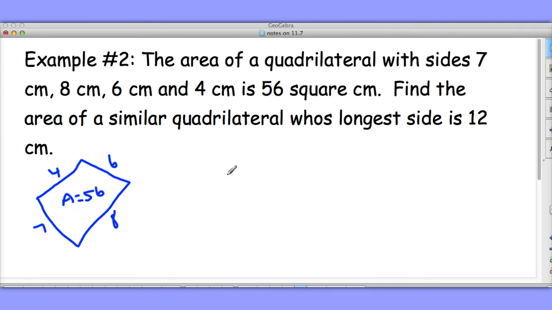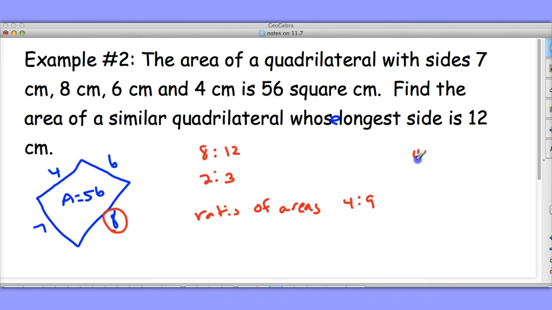And it says find the area of a similar quadrilateral whose longest side is 12 centimeters. Well, the longest side of a similar figure would have to correspond to the longest side of this figure. And the longest side of this figure is 8. So we would compare 8 with 12, and if we reduce that, we would get 2 to 3 for the scale factor, which means the ratio of the areas is the square of that, and that'd be 4 to 9.